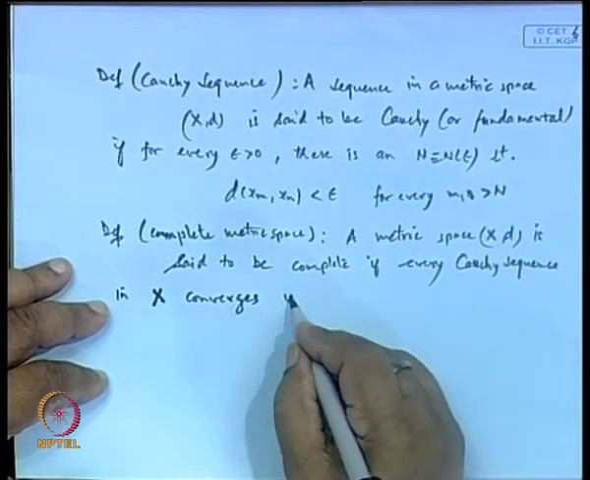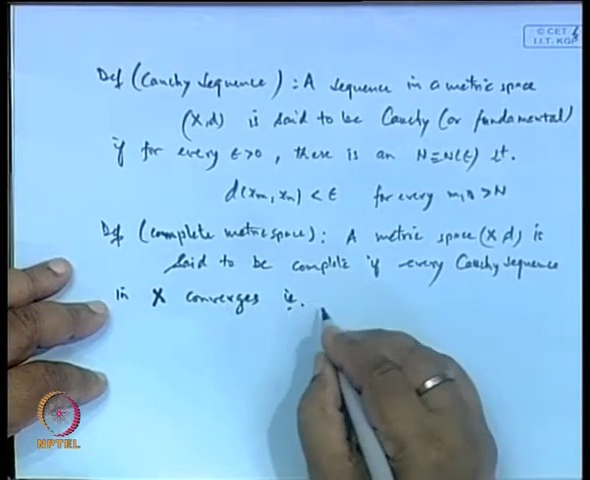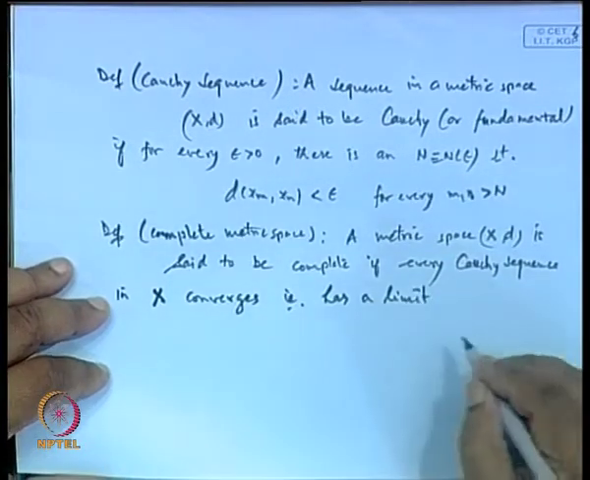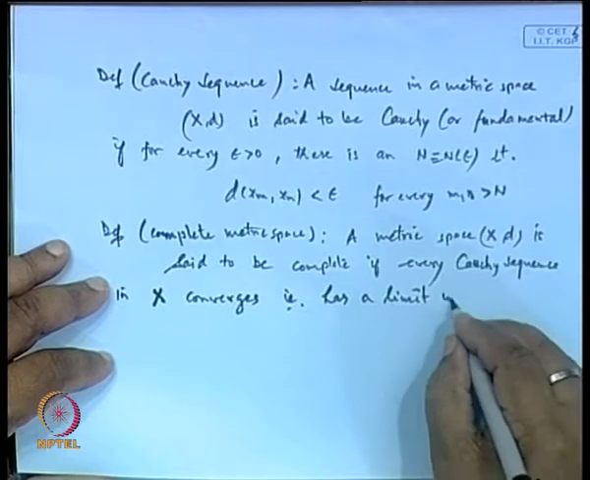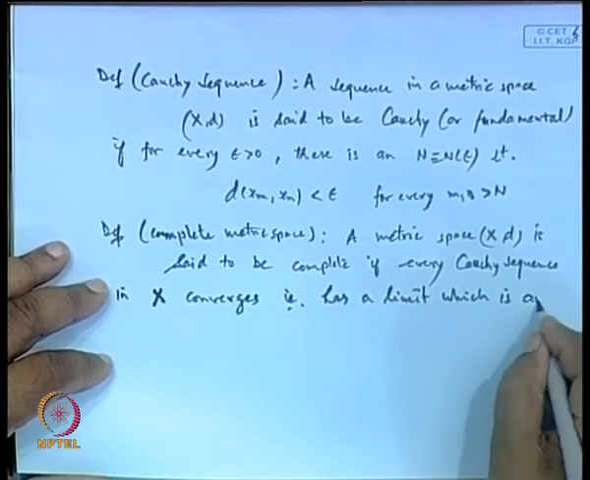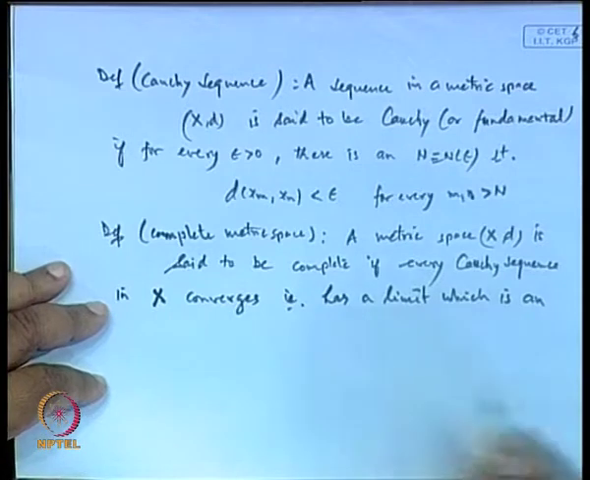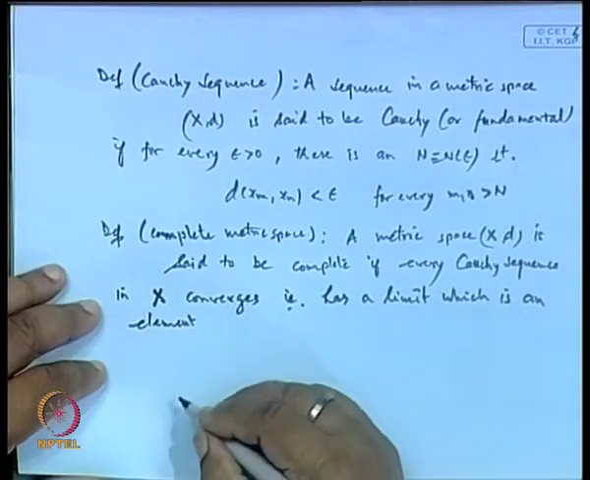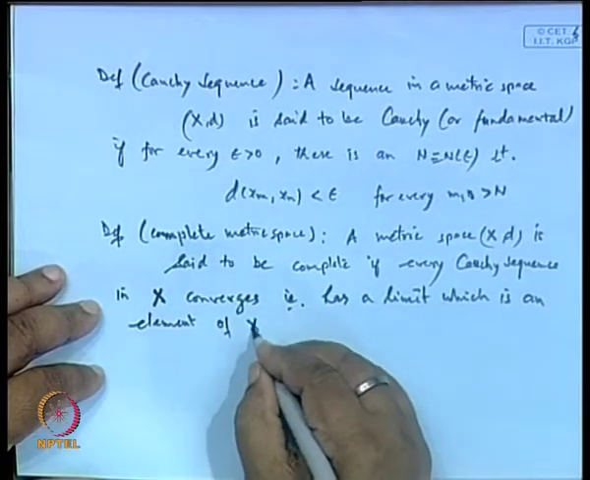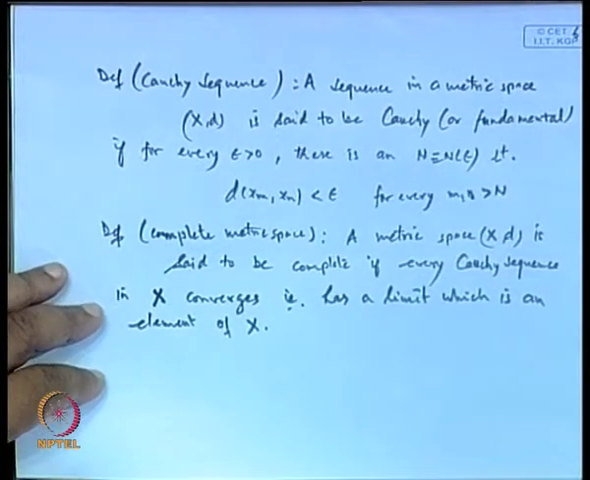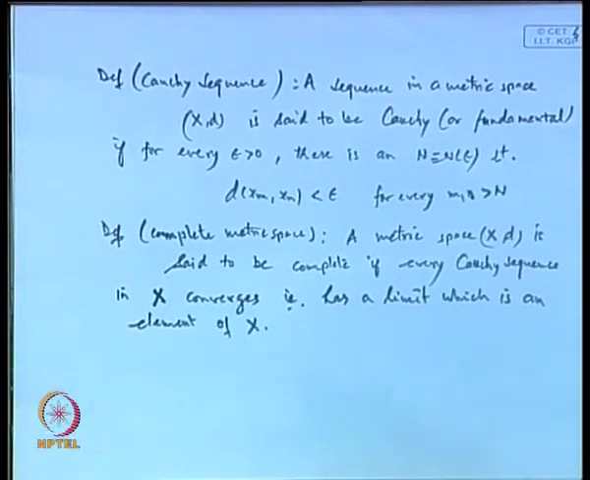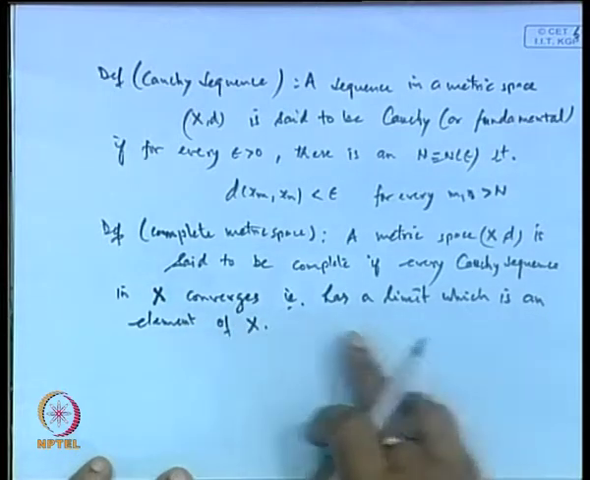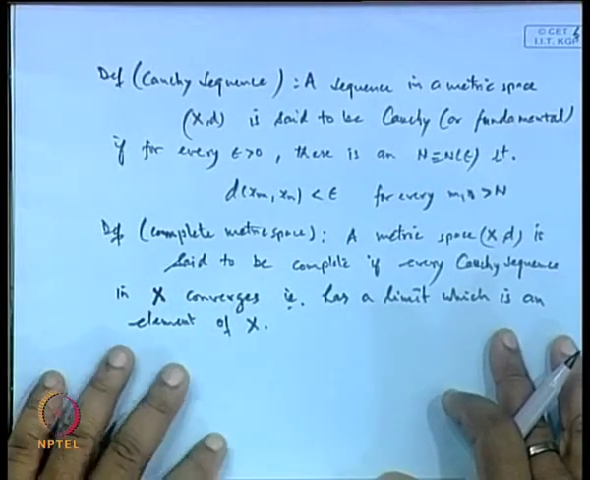That is, the limit point has a limit which is an element of X. So, a metric space is said to be complete if every Cauchy sequence in X converges, that is, it has a limit which is an element of X.